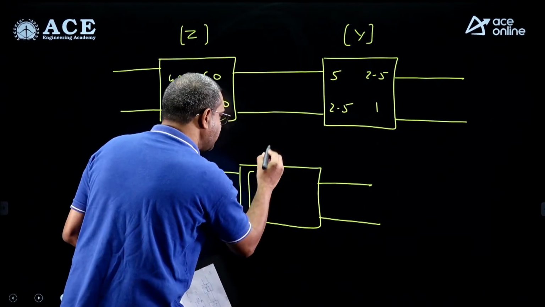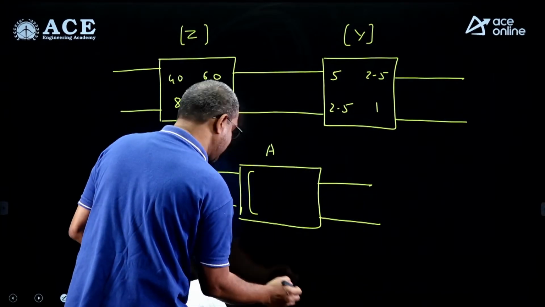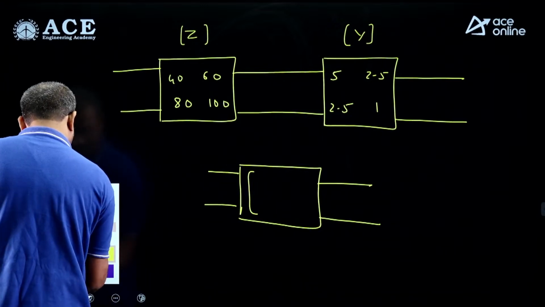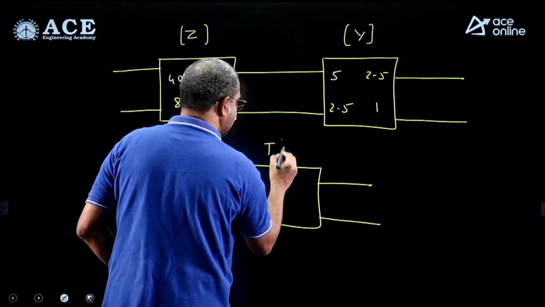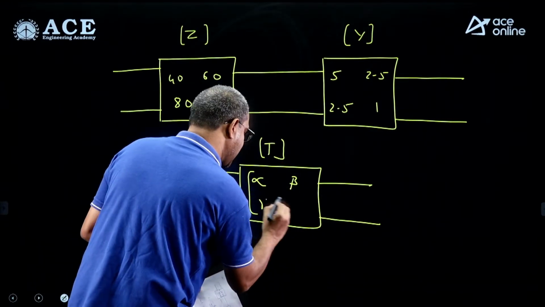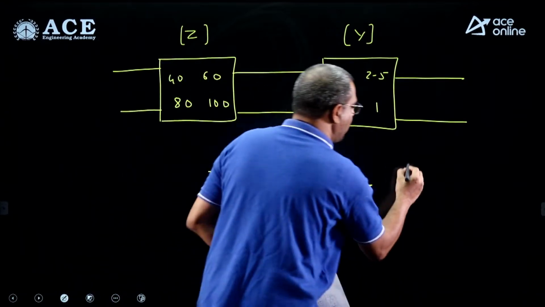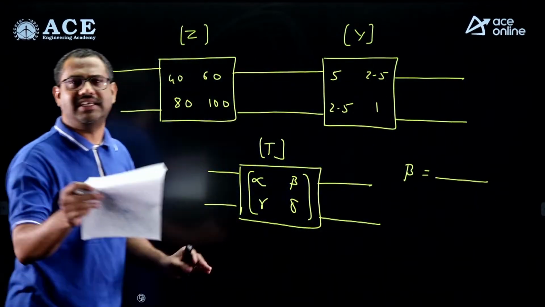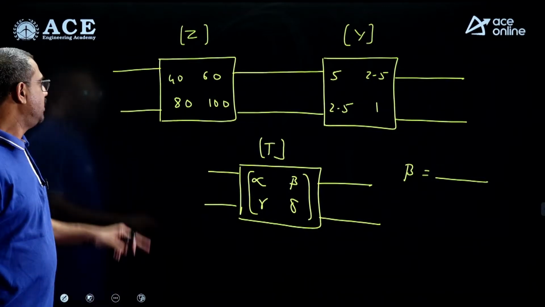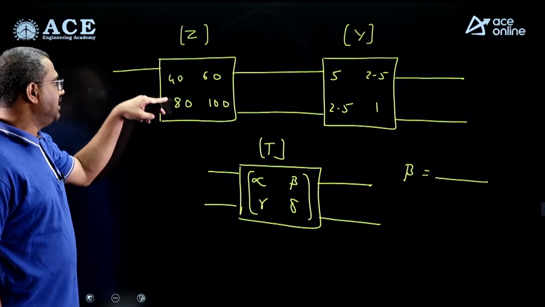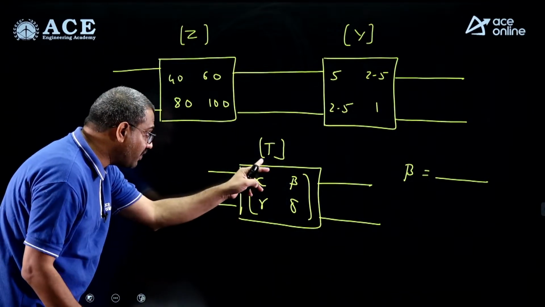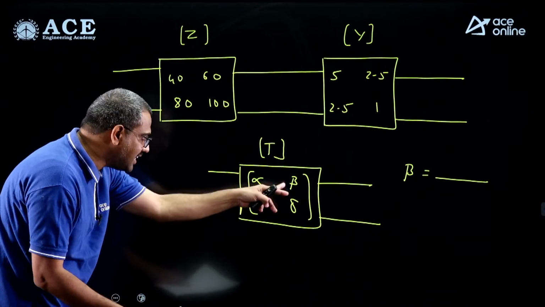He has given this in terms of ABCD, or let us write it as T, the transmission parameters: alpha, beta, gamma and delta. And he is asking what is the value of beta. This is the recent question which came a few minutes before we started the PPT. He gave one two-port network with Z parameters, another with Y parameters, combined them into a single network, and from the ABCD parameters is asking for beta.